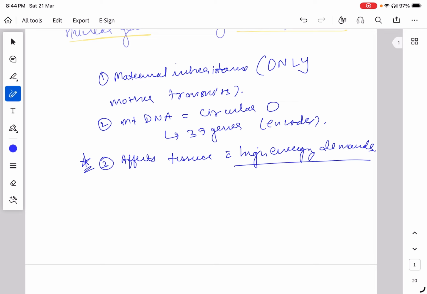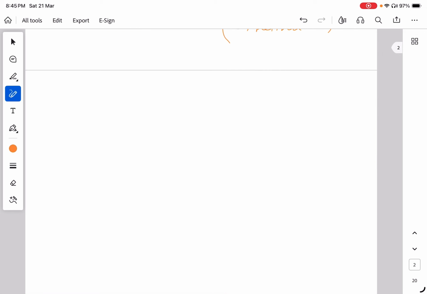So which are the tissues with high energy demands? Examples: first, the very important one, brain, muscle, heart, retina. These are the important tissues with high energy demand, and they are mostly affected in mitochondrial diseases. Many times questions are framed like this: in which of the following diseases are high energy demand tissues most likely to be affected? Mitochondrial diseases.